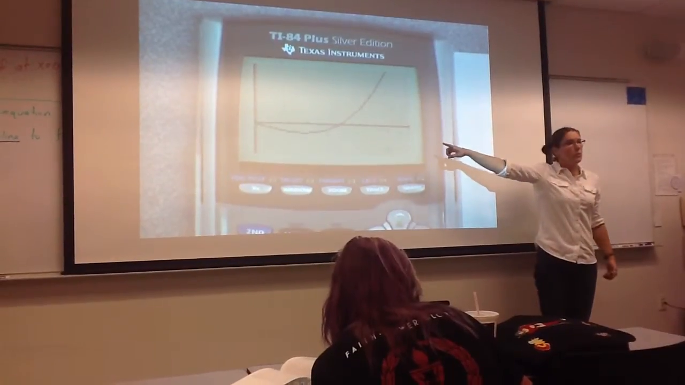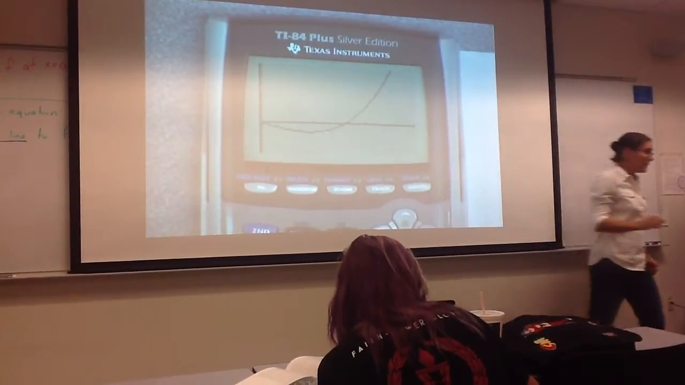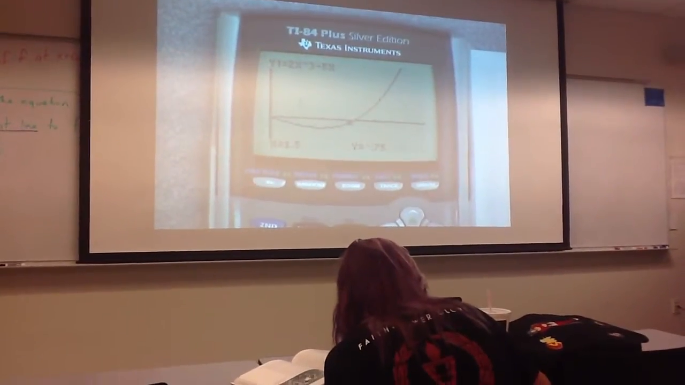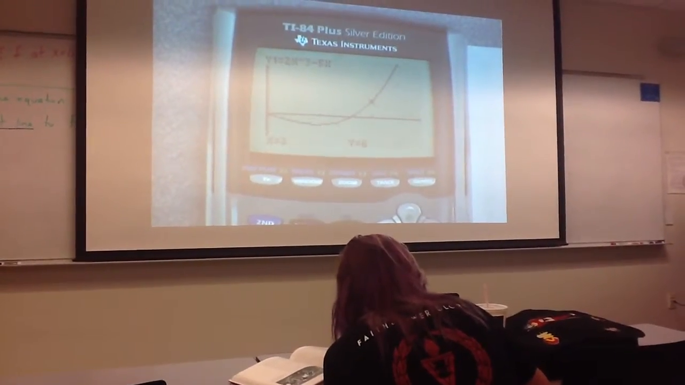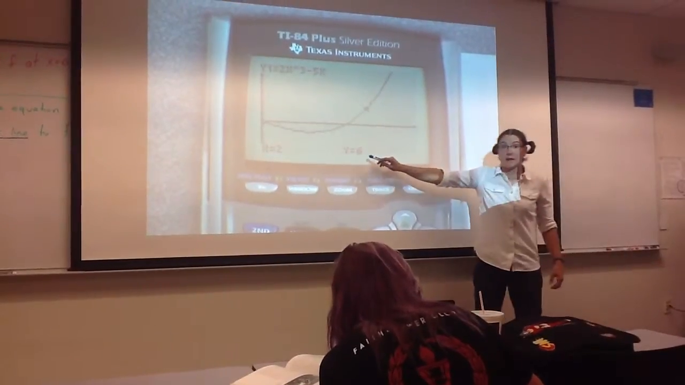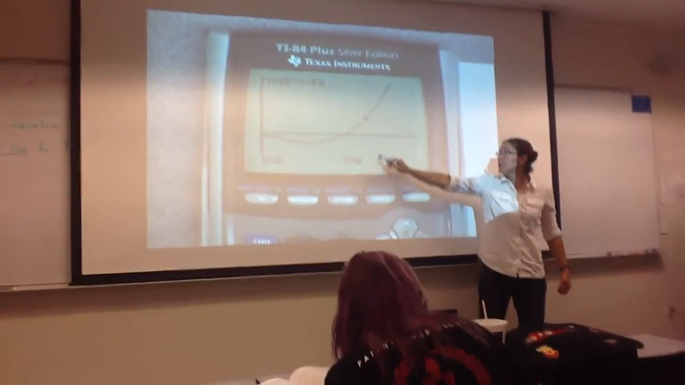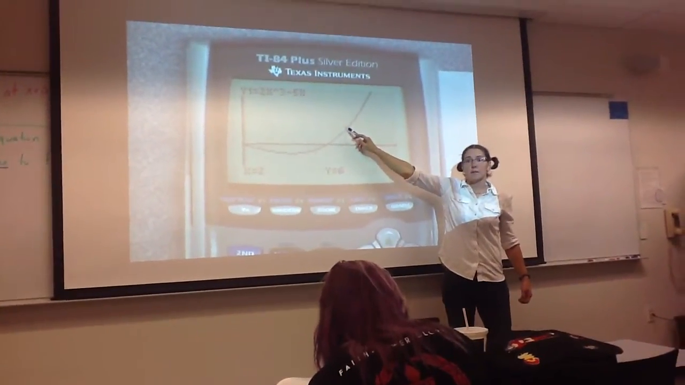And when I look at this picture, if I type the trace function and I type in x equal to 2, the y value that I get out is 6, which makes sense. That's what we got when we plugged 2 into our formula. So here's our point right here.